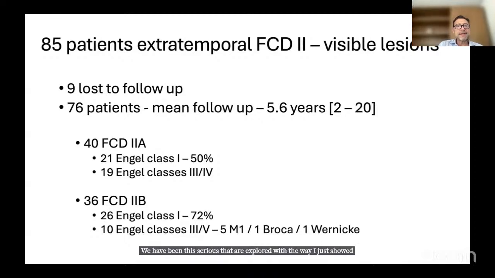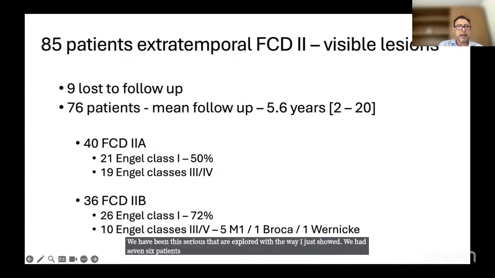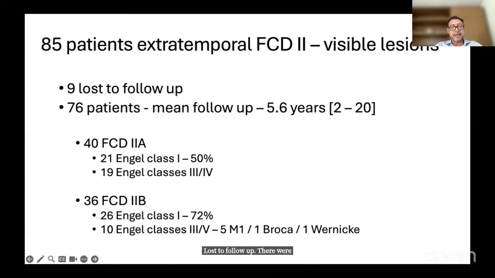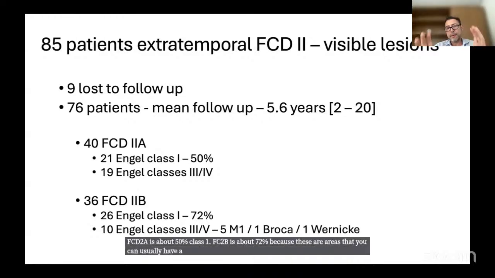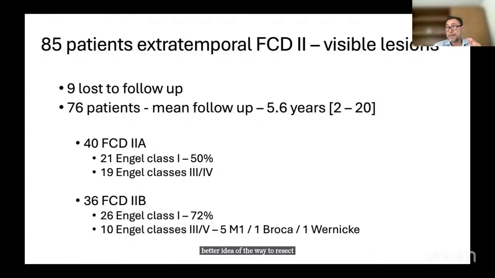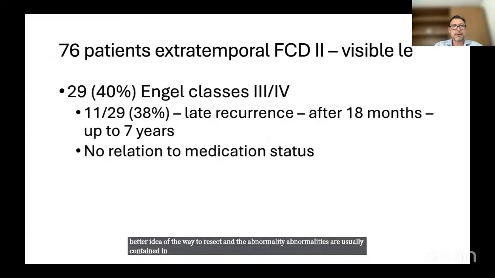We had 76 patients, because 9 were lost to follow-up. And there was a division between FCD2A and 2B. And of course, the outcome in 2B is much better, and that has already been shown today. In FCD2A, it's about 50% class 1. FCD2B is about 72%, because these are areas where you can usually have a better idea of the way to resect, and the epileptogenic abnormalities are usually contained in these areas of abnormal signal, okay?